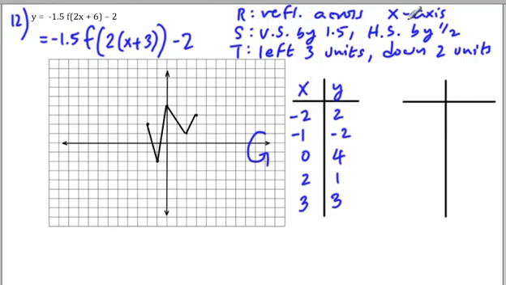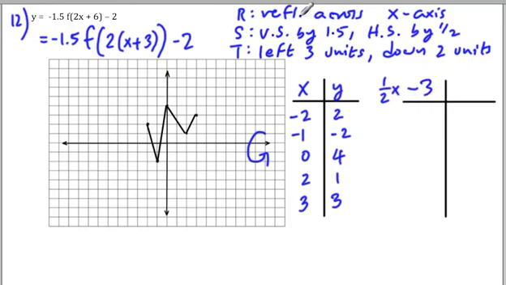So it's a reflection across the x-axis. So if it's a reflection across the x-axis, none of the x's change. There's no negative inside here, so none of the x's change. However, there's a horizontal stretch by half, so all the x's get multiplied by half, right? And it's to the left 3, so they get subtracted 3.